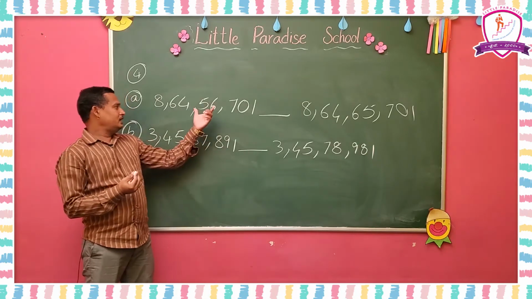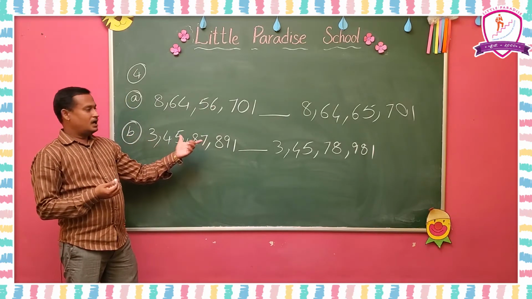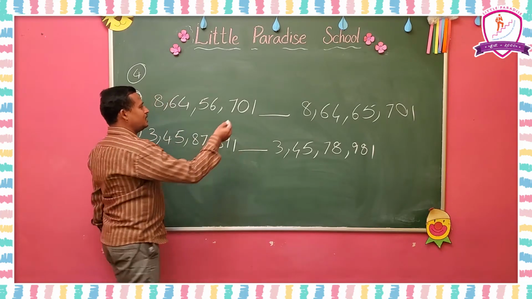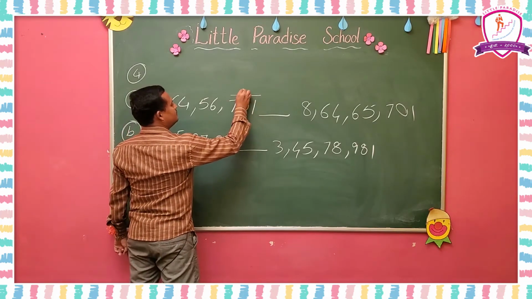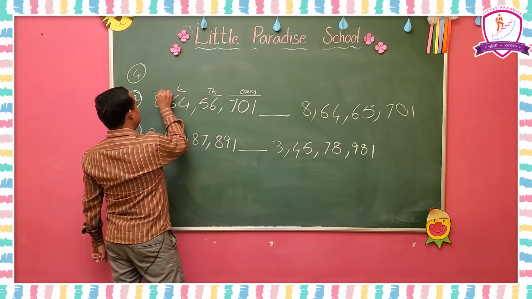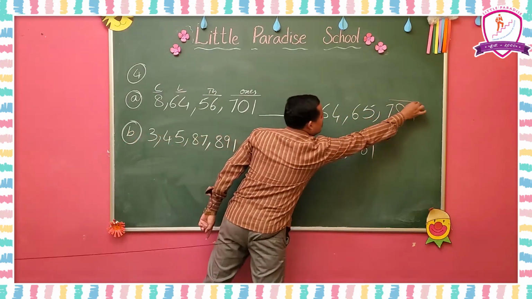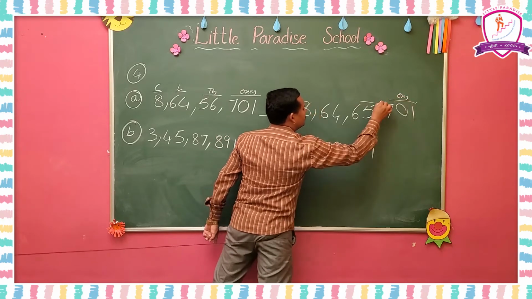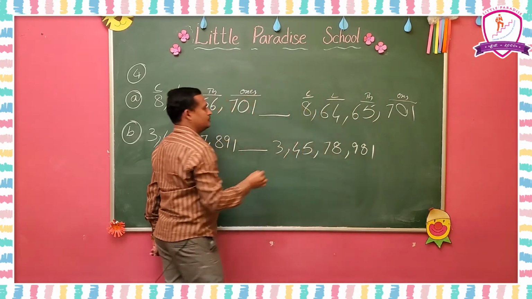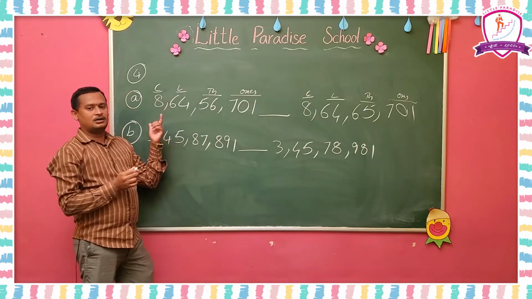So see here, A sum and B sum I wrote here, and compare the A sum. In the A sum, first you have to write the periods there: ones period, thousands period, lakhs period, crores period. Here also ones, thousands, lakhs and crores.